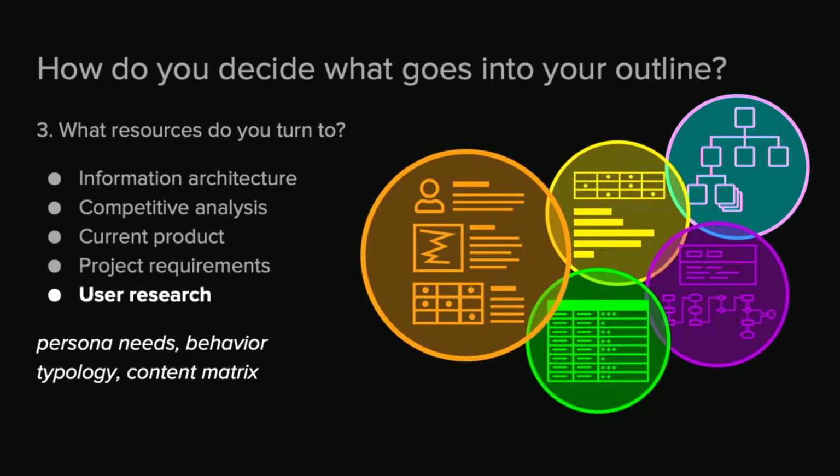And lastly, and perhaps most importantly, user research artifacts are a wealth of knowledge about what your users truly need and what they desire. So look to the personas, your behavior typologies, content matrices, user journey maps, and any other outputs from this phase, because the worst thing you could do is to put all that effort into research and then not use it at all when it comes to wireframing.